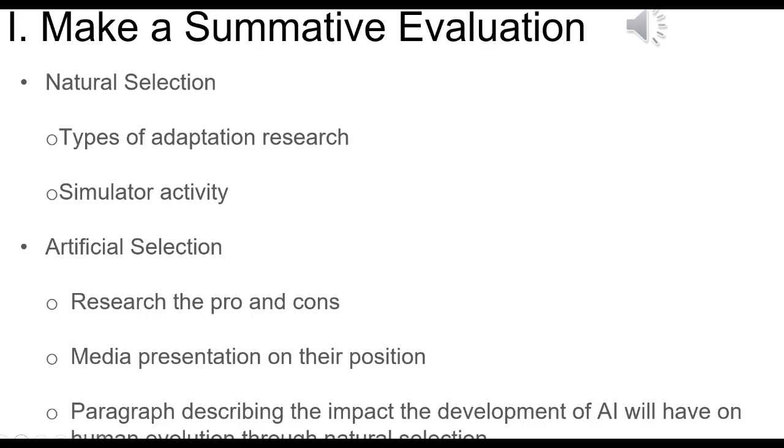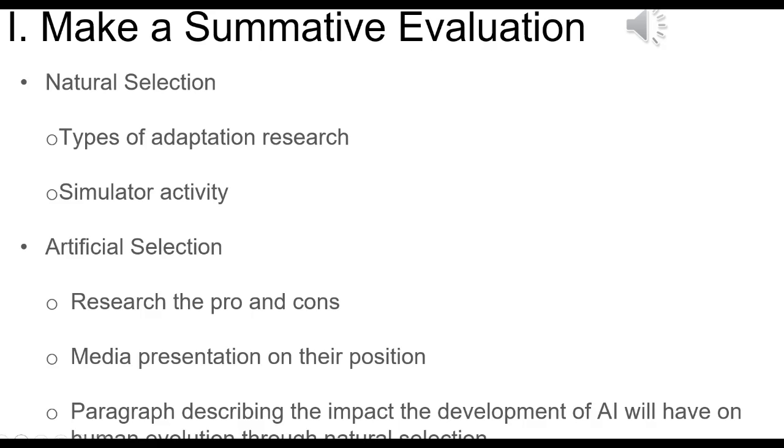Throughout the lesson, there will be several formative assessments. During the beginning part of the lesson, when we're talking about natural selection, the students will be doing research on different types of adaptations and filling out a handout that shows the different types of adaptations on different animals. They will also be completing the simulator activity, and this will give us a good understanding of whether or not they can complete the objective about the effects of evolving through natural selection.